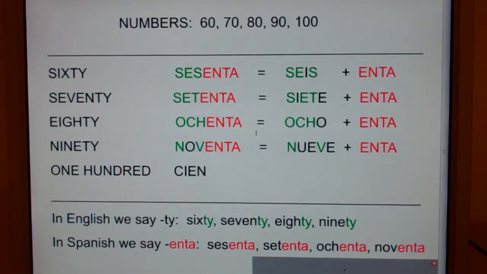And the last one, nueve plus enta, gets quite a bit shorter. It shortens down to noventa. Noventa's 90, 90 is noventa.